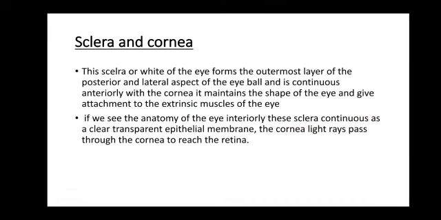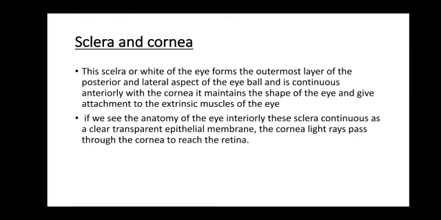Let's go to the slide of sclera. The sclera is the white part of the eye, the outermost layer, in the posterior and lateral aspect of the eyeball, and it continues anteriorly with the cornea, which I have shown you in the diagram. It maintains the shape of the eye and gives attachment to the extrinsic muscles of the eye. So what is it doing? It gives shape to the eye and attachment to the extrinsic muscles of the eye.